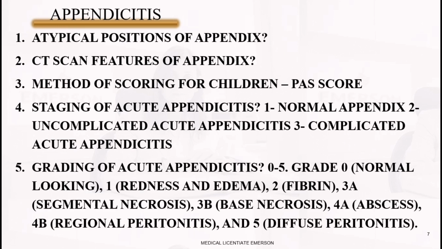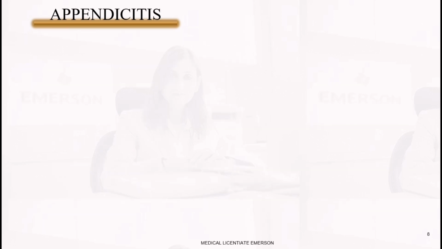Then grading. Now we have grading of acute appendicitis. We have grade 0 to 5. Grade 0 is a normal looking appendix. Grade 1, that's if there's redness and edema. Then grade 2 if there is fibrin. Then in grade 3 we have grade 3A when there is segmental necrosis, grade 3B when there is base necrosis. Then grade 4, we have grade 4A when there is an abscess, grade 4B when there is regional peritonitis. Then grade 5 when there is diffuse peritonitis.